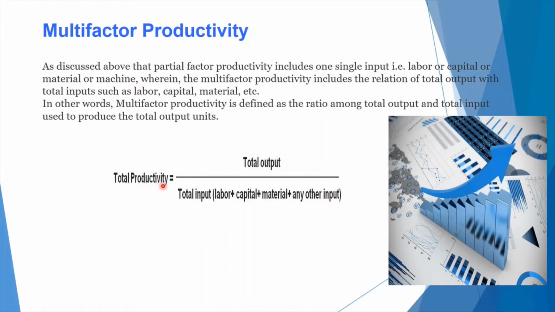Total productivity equals total output over total input. Input consists of labor plus capital plus material plus any other inputs. These are all resources that we spend to get total output here.